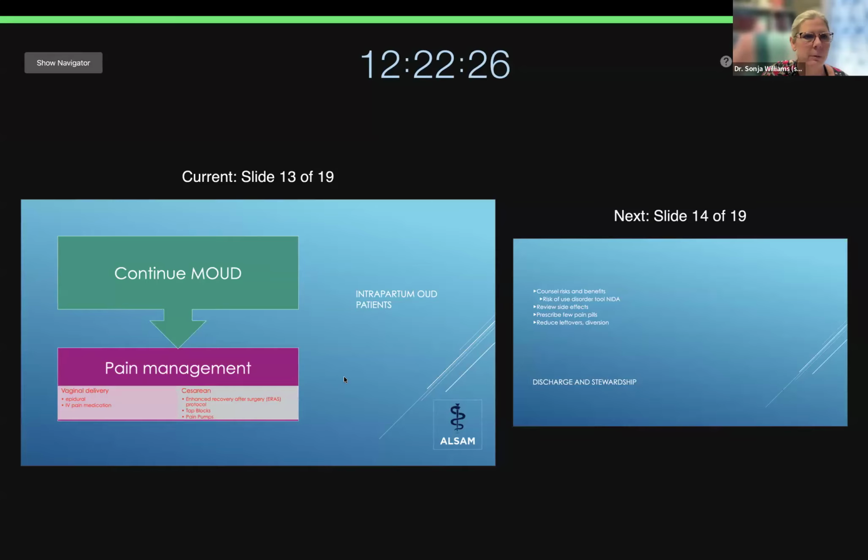For a vaginal delivery, we do recommend very, very liberal use of epidurals and using your IV pain medication. When you're using IV pain medication, remember you cannot be using Nubain or Stadol. Both of those have blockers in them, and we will put someone into a precipitated withdrawal by pushing all of their medication for their opioid use disorder off of the receptor.